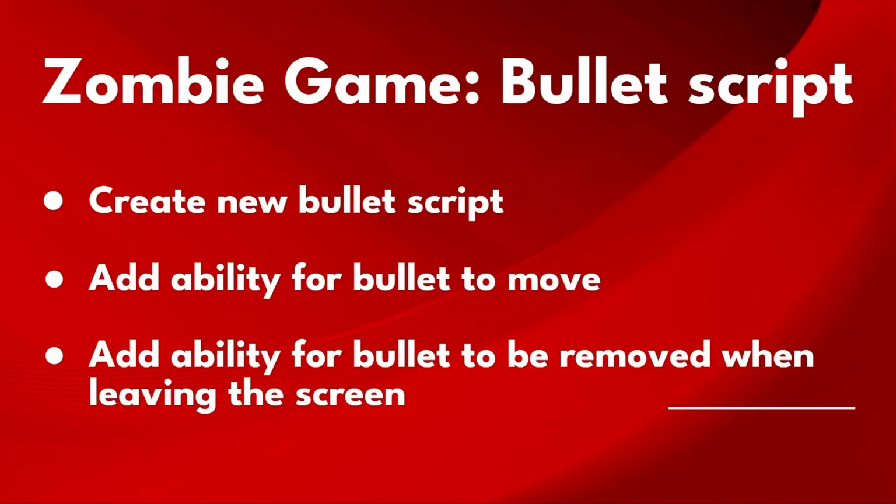All right, in this section, we're going to create the bullet script. We're going to start off creating a new script and attaching it to the bullet. Then we're going to add the ability for the bullet to move. After that, we're going to add the ability for the bullet to be removed when leaving the screen. Let's go ahead and jump right in.